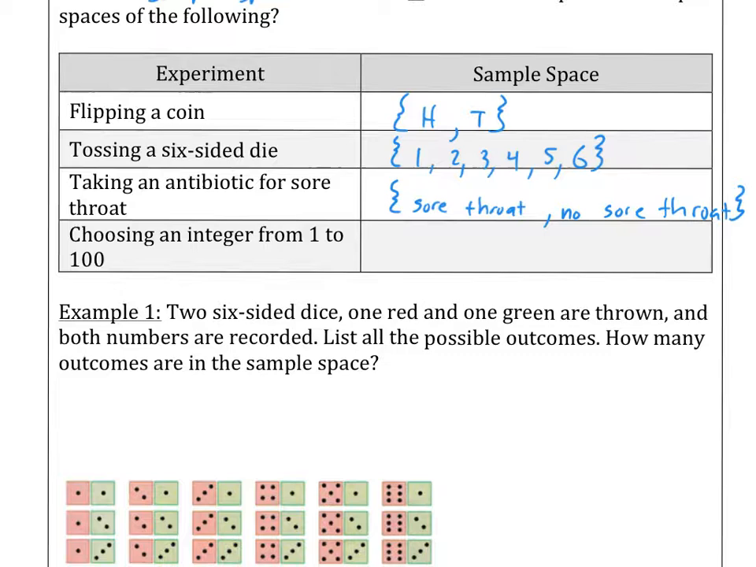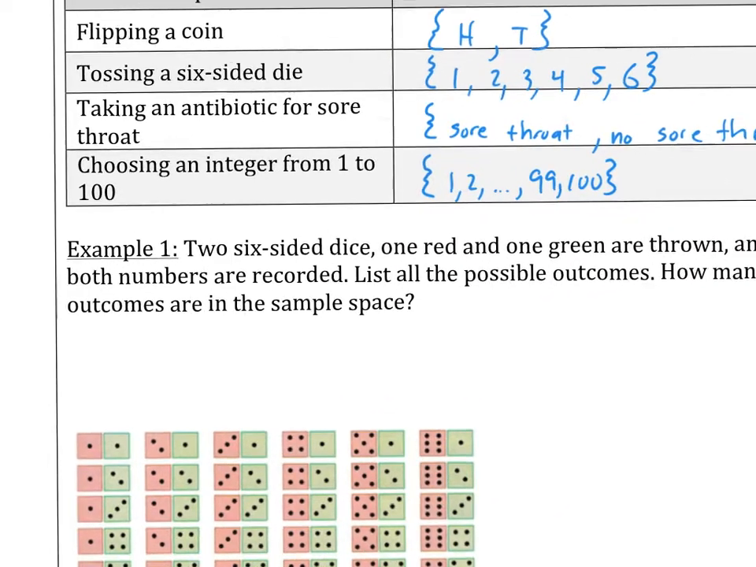Continuing our talk here, if you chose an integer from 1 to 100, you have 1, 2. Feel free to list all the numbers or just use an ellipsis, like there. So 1, 2, skip a few, 99, 100. Not 2 dots, not 4, but 3. And there we have it.